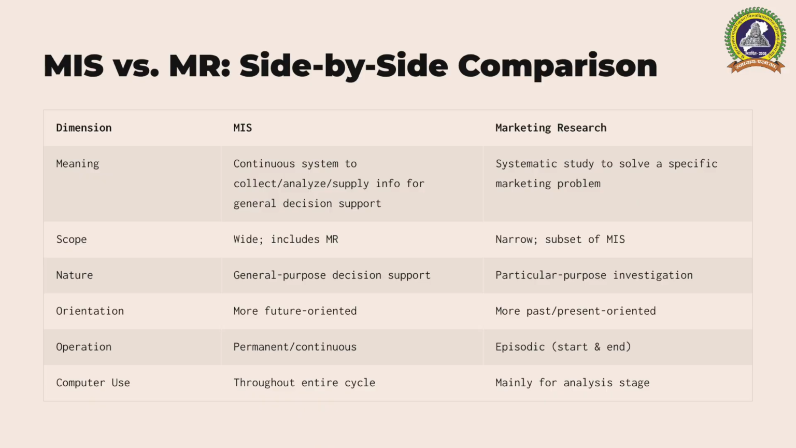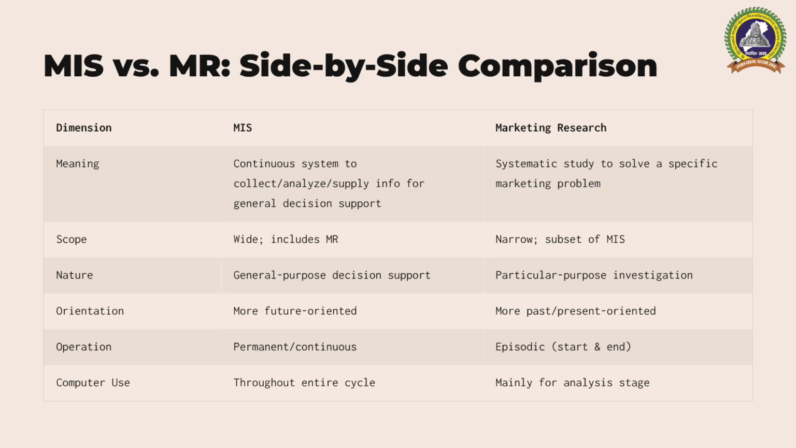First, meaning. An MIS is a permanent and continuous process to collect, analyze and supply relevant information for effective decisions in general. Marketing research is a systematic process of collecting and analyzing information to solve a specific marketing problem. This leads directly to scope. The scope of MIS is wide. The scope of MR is narrow. It is just a small part of the overall MIS.